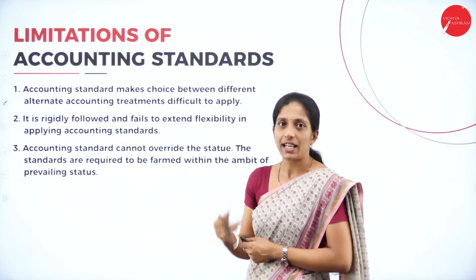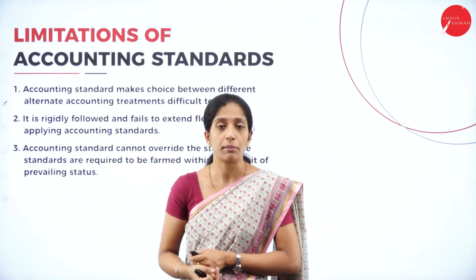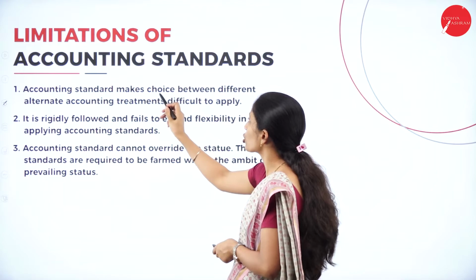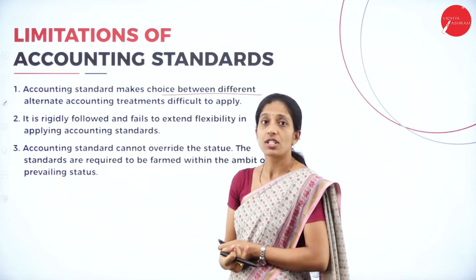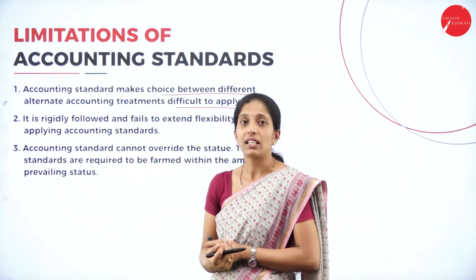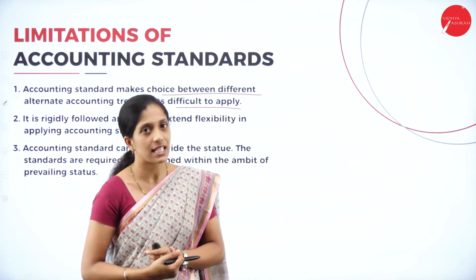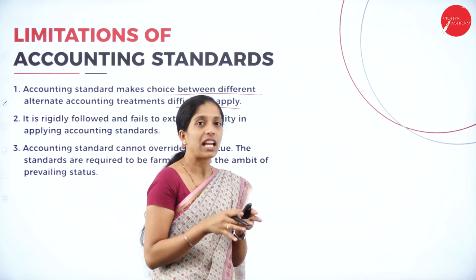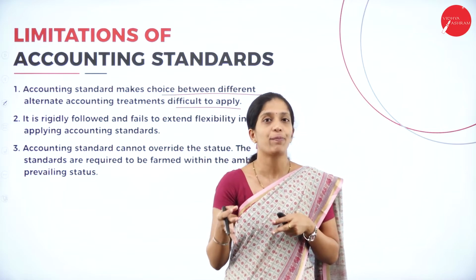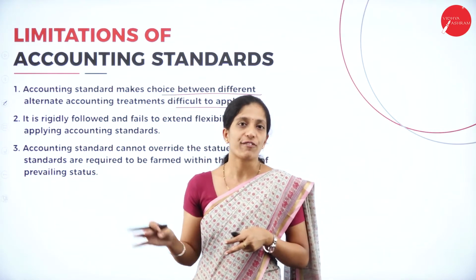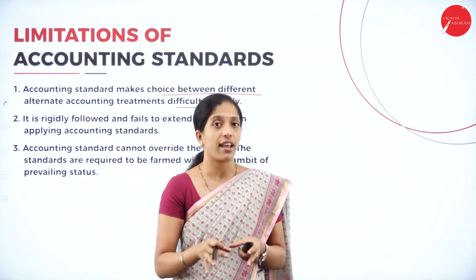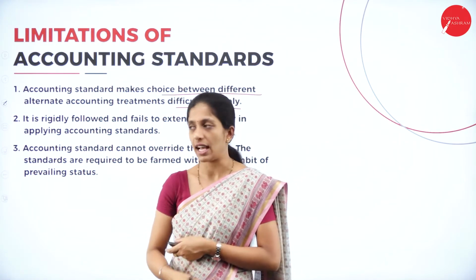Now, coming to the limitations, so there are also certain limitations for accounting standards. So, the first one is accounting standards make the choice between different alternative accounting treatments difficult to apply. So, here the accounting standard is not an easy task because each and every accounting standard has to be applied for each and every type of organization. So, there are a number of types of organization and the standard has to be applied to each and every type. So, it is a difficult task.